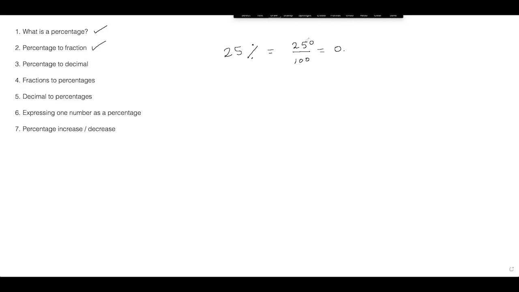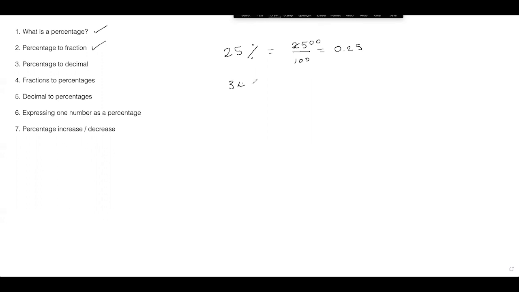How many times does 100 go into 250? It goes 2 times, leaving 50, and then we can just add a 0. 100 into 500 goes 5, so your answer is 0.25. The reason we can add these zeros is that once we put a 0 and a point, the numbers behind the decimal point are less than 1. So 25% is equal to 0.25.